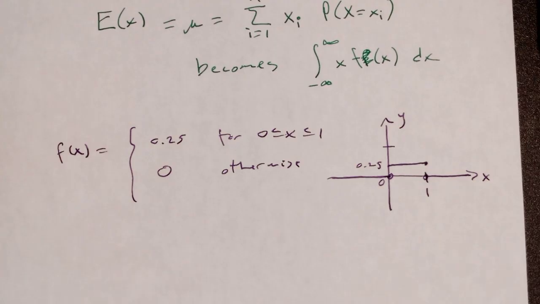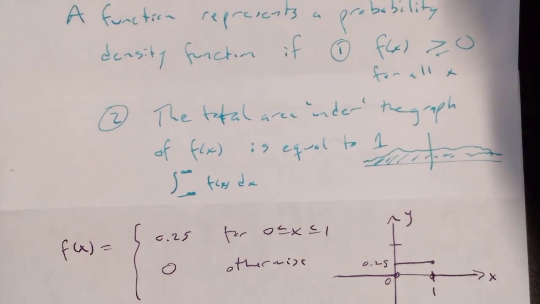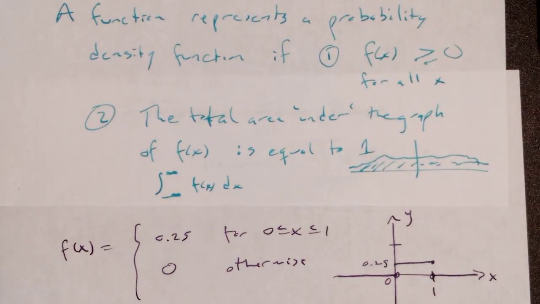Does this satisfy the 2 conditions I wanted to make it a probability function? Is this a PDF? Those are my 2 conditions. Does it satisfy both of them? Start with number 1. Is this function bigger than or equal to 0 for every x value? It's either equal to 0 or it's a quarter. That's bigger than 0. Yes, it satisfies number 1. What about number 2?